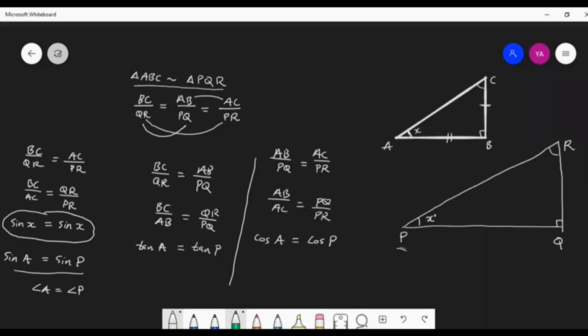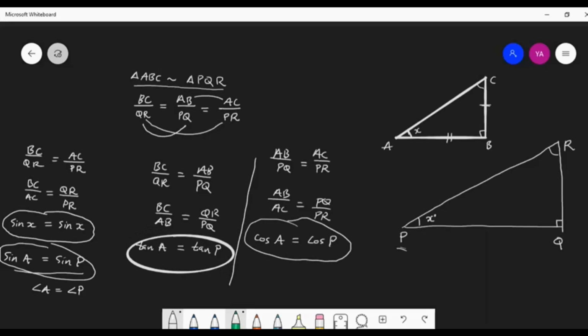Okay. So from this problem, I think we can generalize some ideas. Here sin A is equal to sin P, and tan A is equal to tan P, and cos A is equal to cos P. If you just take their reciprocal, we can also see that cosec A is equal to cosec P, sec A is equal to sec P, and cot A is equal to cot P. I don't do that here.